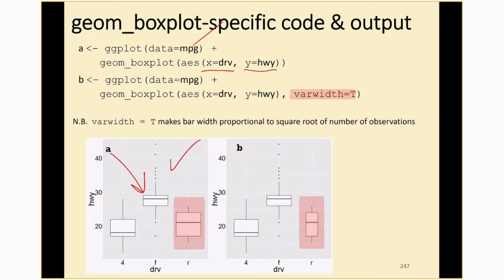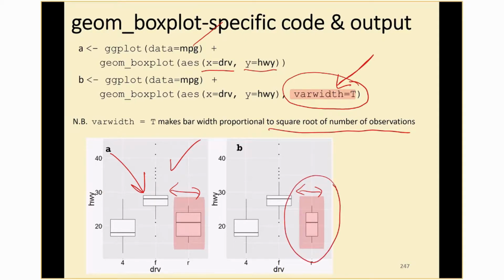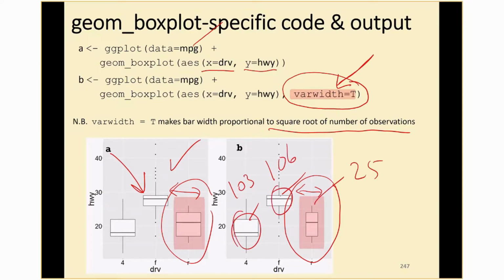One slight modification: this code here is the same, except now I've added varwidth equals T, so that the width of this box is now directly proportional to the square root of the number of observations. So you can see that there are fewer rear wheel than there are front wheel or 4-wheel. In fact, there's 103 here, and 106 here, and 25 here. So these two widths are about the same, and this box is much thinner.